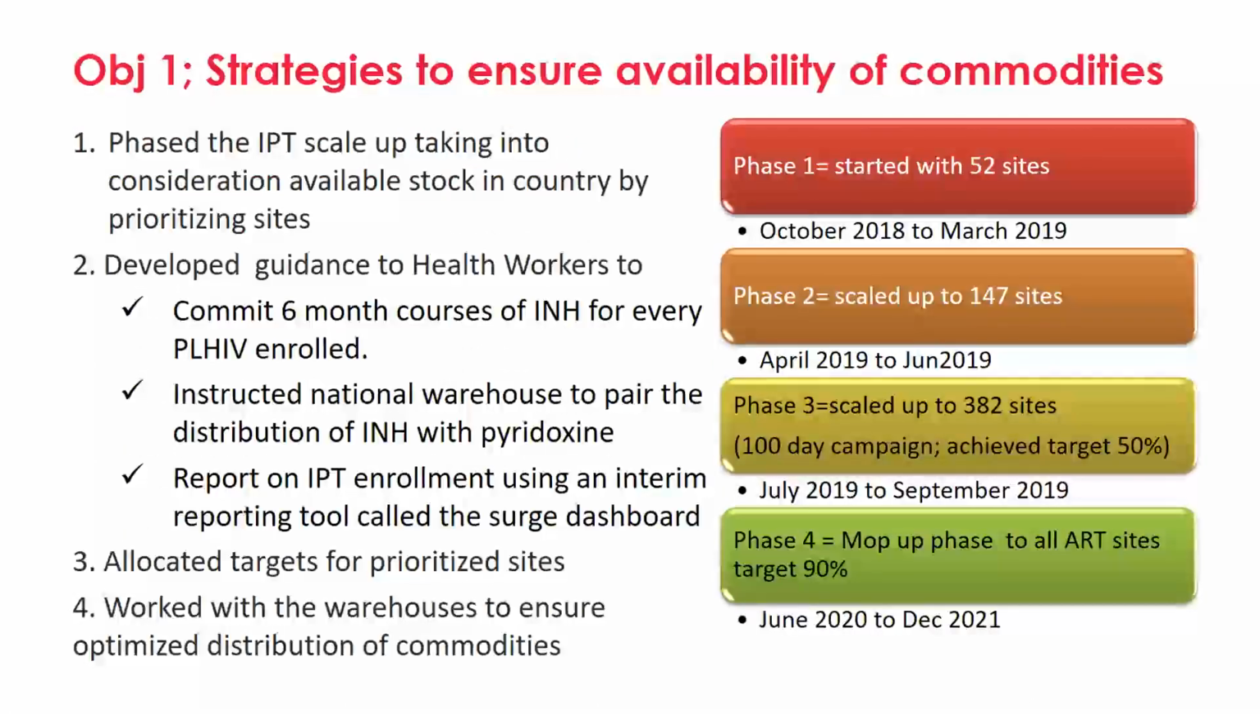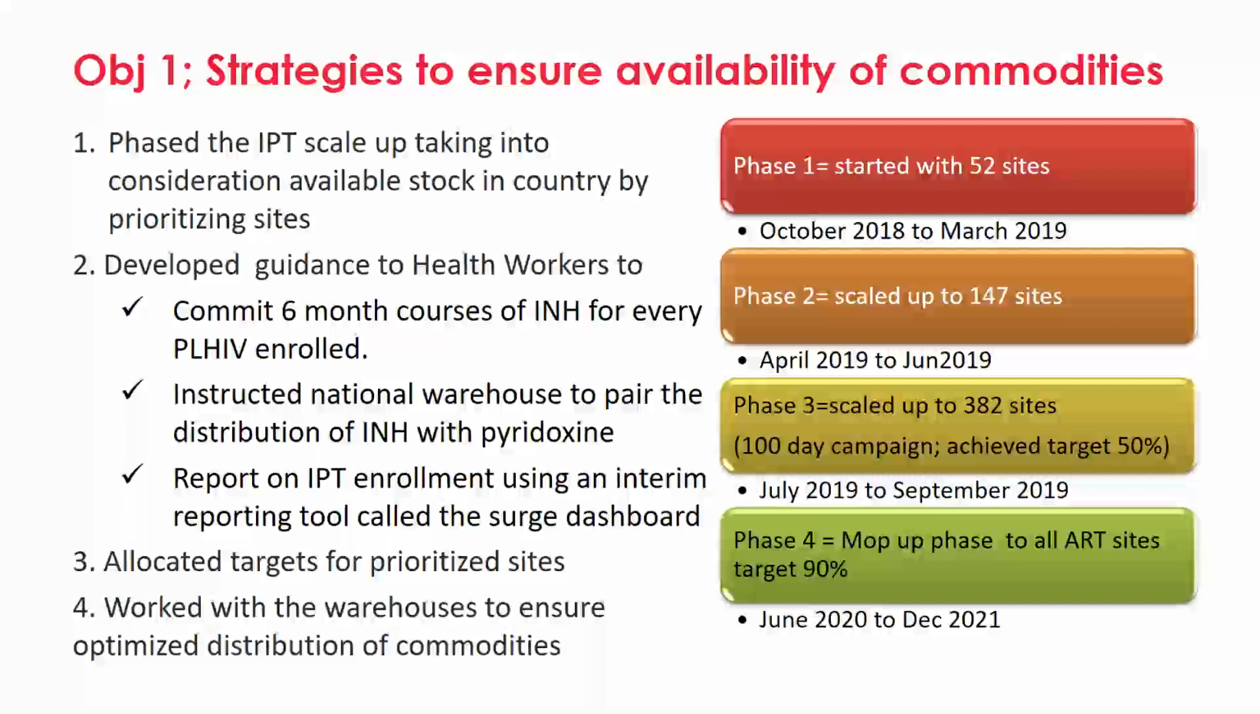We had strategies to achieve our objectives, and for ensuring availability of commodities, we started by phasing the IPT scale-up so that we could learn from the few sites while we scale up to more sites. So we phased this in about 3 phases. The first phase, we started with about 52 sites. That was from October 2018 to March 2019. And from these few sites, we learned how best to go ahead by increasing the number of sites, but also on what instructions to give to the health workers.